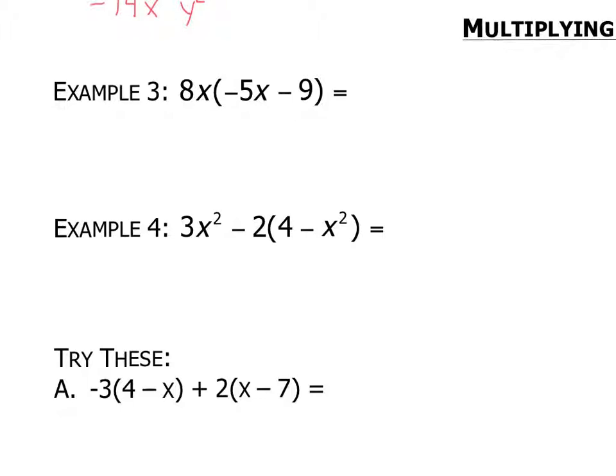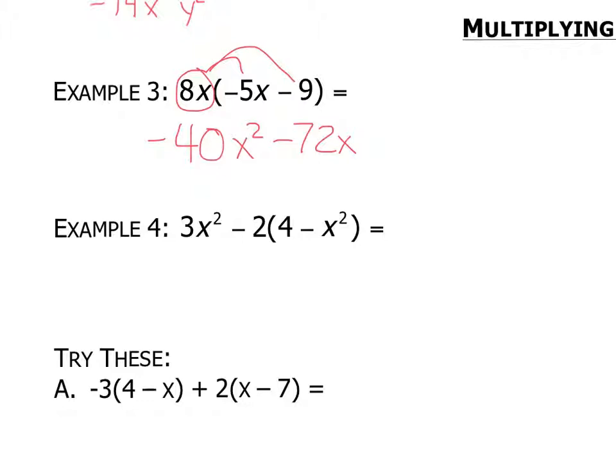So example 3, notice, it's not that there is a plus sign in between. It's not that there's a minus sign in between. I have an 8x sitting right in front of the parentheses. That's when I know I have to distribute. Okay, so I am taking 8x. And what operation happens with distribution? Multiply, right? So I'm multiplying 8x into both pieces. So 8x times negative 5x. 8 times negative 5 is negative 40. X times x. What is x times x again? X squared. Okay, and then 8x times negative 9. 8 times negative 9 is minus 72.